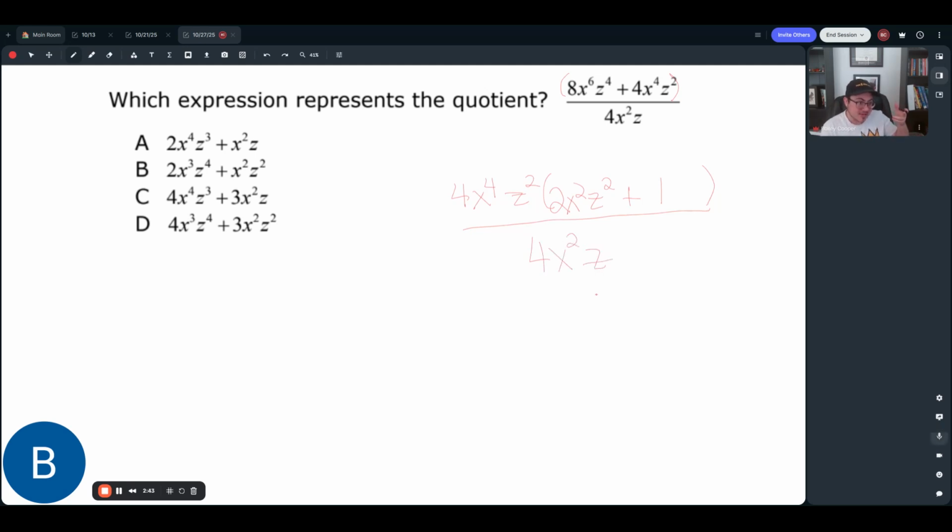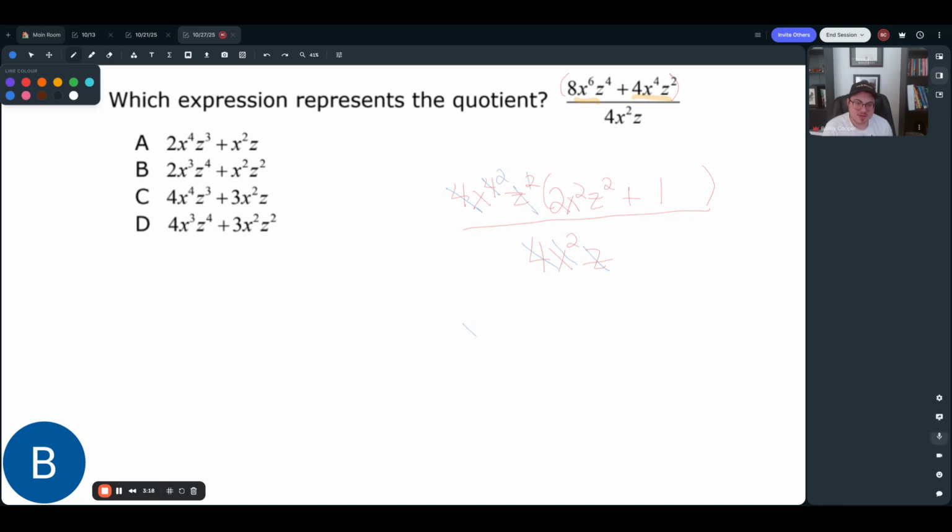And now you can start canceling. Now that we have two things that are being multiplied together, this term being multiplied by this quantity, we can start canceling. When things are being added together, you can't start canceling. It has to be things that are multiplied together in order to start canceling. So let's see what cancels here. This 4 is going to cancel. This x squared is going to simplify this to an x squared. And this singular z is going to simplify this to a singular z.